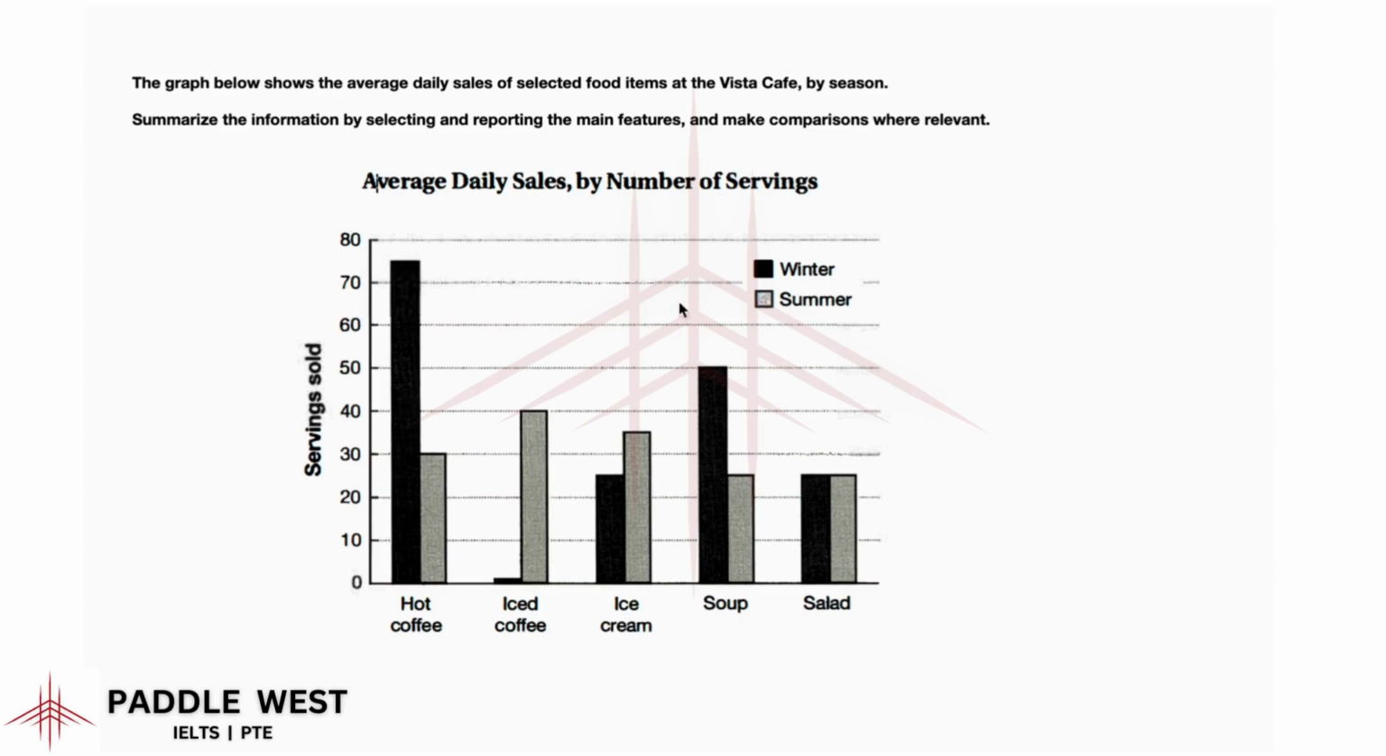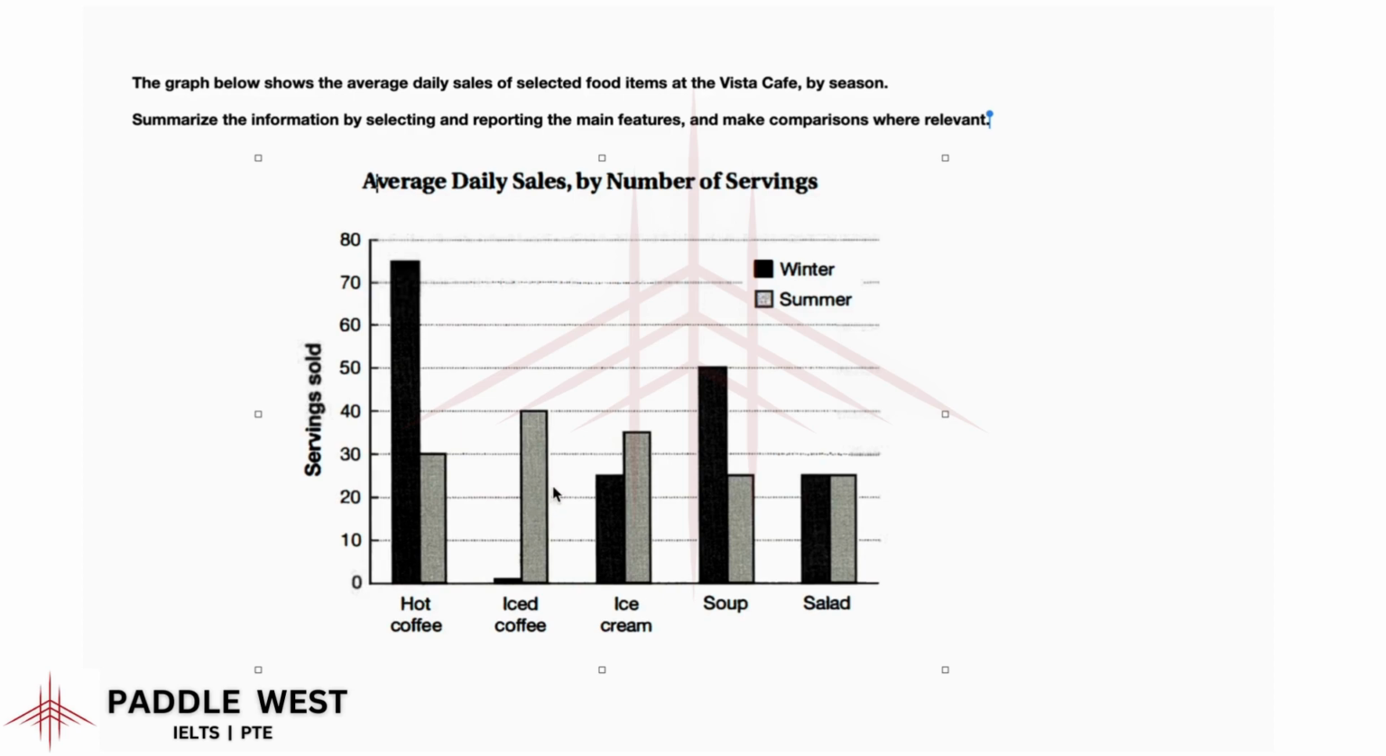First, we will have a look at the data for winter. The highest sale is of hot coffee, 75. Second highest, soup, 50. Salad and ice cream are 25 each. The lowest is iced coffee, almost 0.